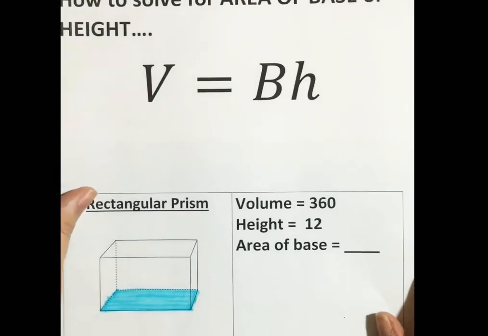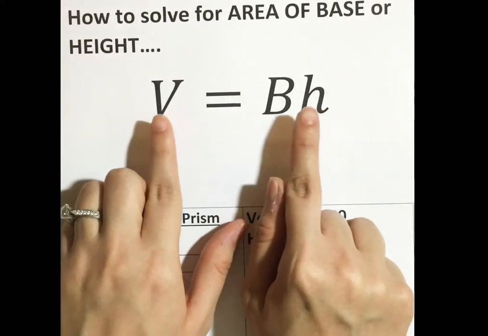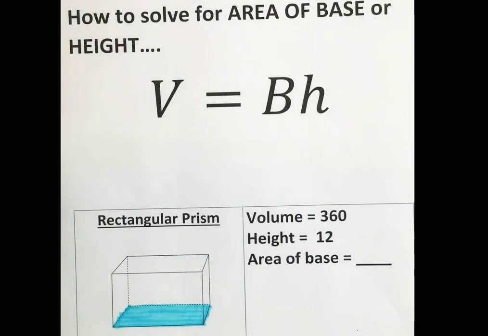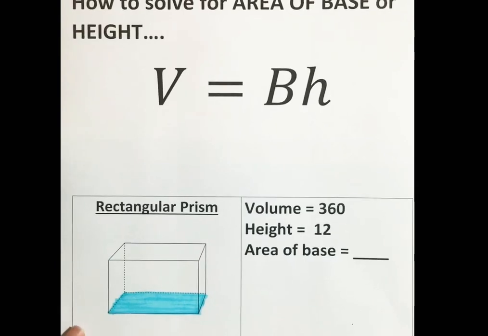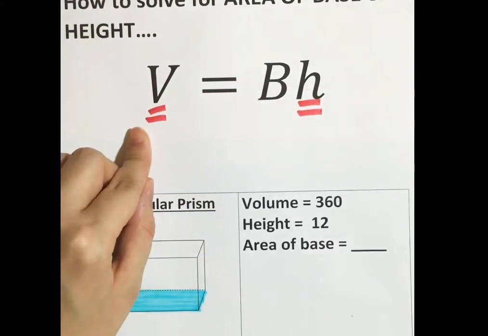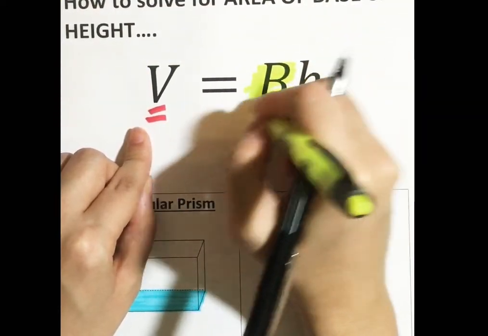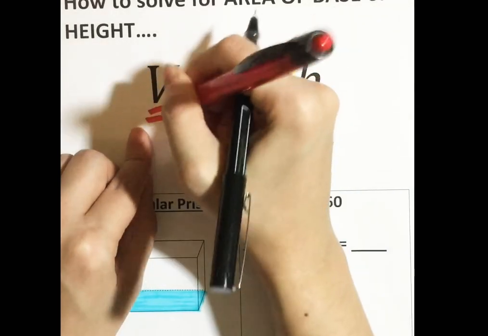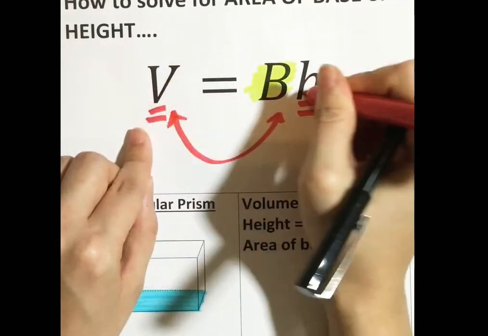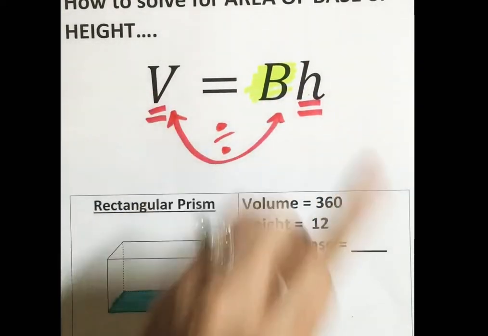Okay, what happens if they give you the volume and you try to figure out the area of the base or the height? Okay, because remember that they're always going to give you 2 of the values and you got to find the third one. Okay, so let's look at an example. If I have the volume, if I have the height, and I want to find the area of the base, all I got to do is do the opposite of multiplying. So we would just simply divide the 2 values, the volume and the height.